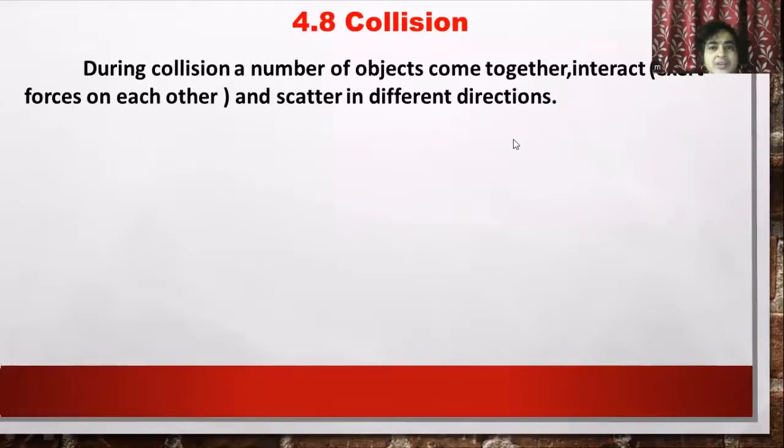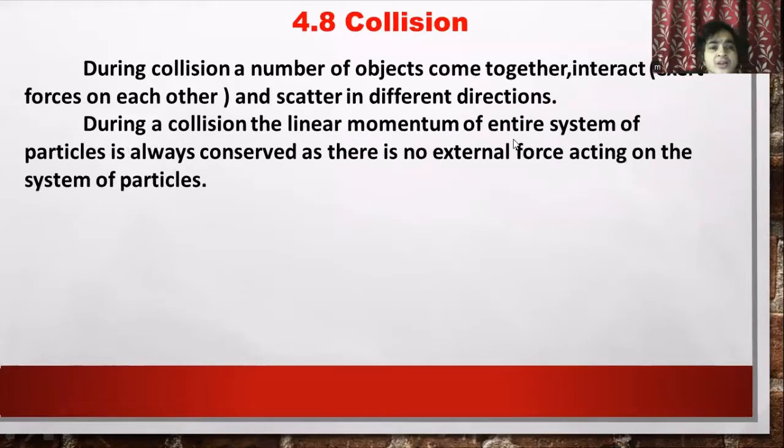We understand what is collision, right? During collision, a number of objects come together, interact, that is, exert forces on each other and scatter in different directions. During a collision, the linear momentum of the entire system of particles is always conserved, as there is no external force acting on the system of particles.